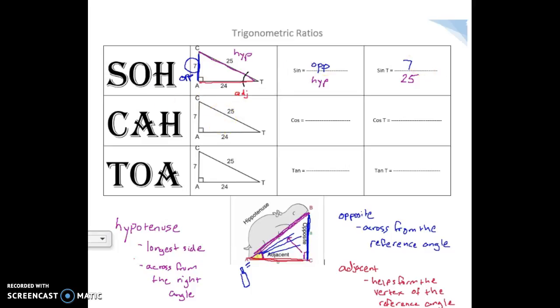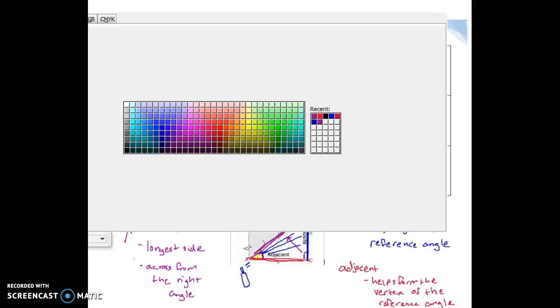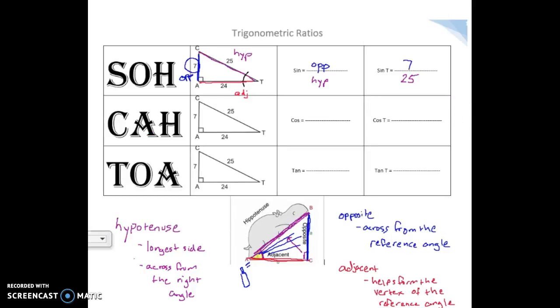Occasionally, they're going to ask you to put this in decimal form, and all you have to do there is divide the top by the bottom. So I would just put in my calculator 7 divided by 25, and I get 0.28. So if I wanted to write that in decimal form, I would write 0.28. That's not too bad.